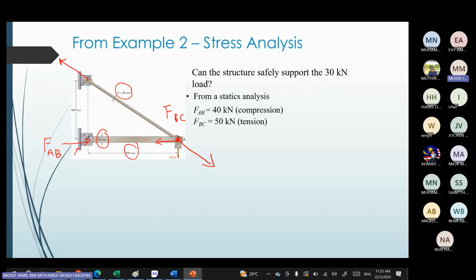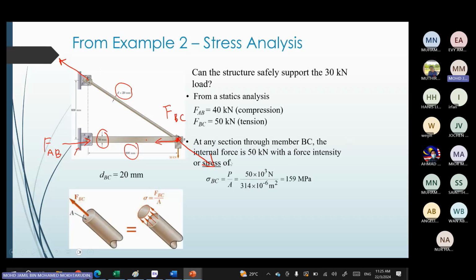Okay, so at structure BC, it is tension, meaning that one force at point B is going away. At point C also going upwards, going away from the structure. If you imagine, it is like pulling the structure or causing extension or tension into the structure.